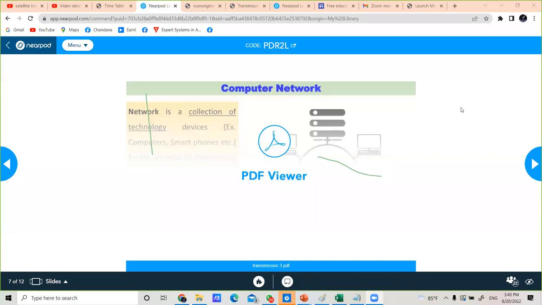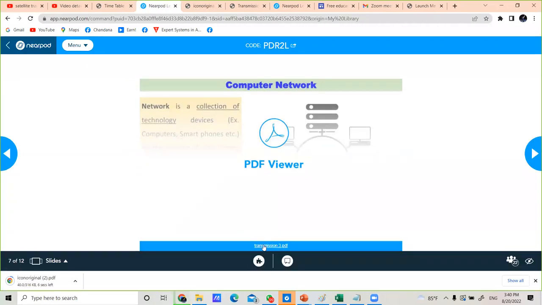Yeah, we are back to the lesson again. We finished discussing the transmission media. Now we want to concentrate on the computer network part. The relevant note you can download by clicking the link at the bottom of your screen, I have Transmission 3. Click on the link here, then you can get the note of the computer network.